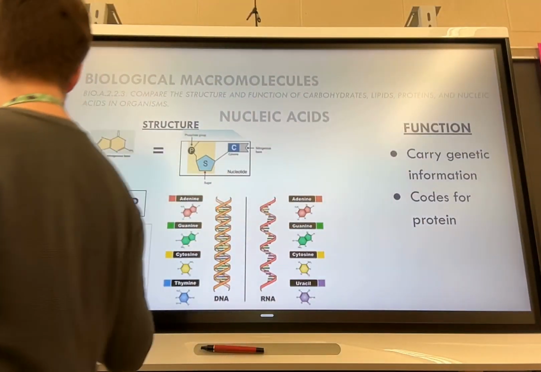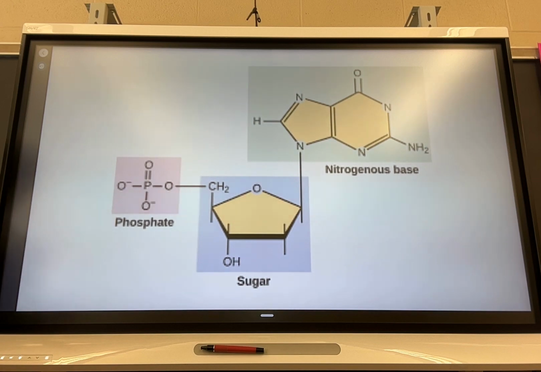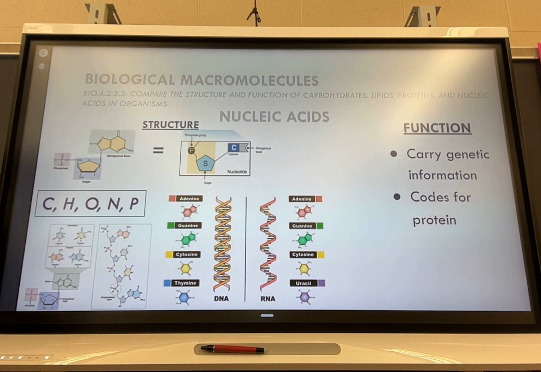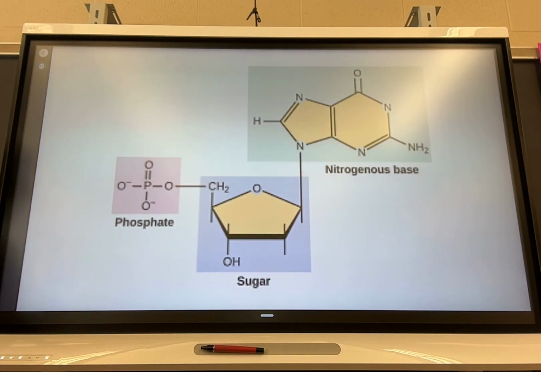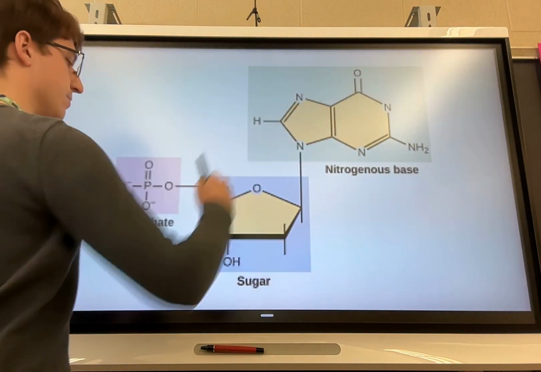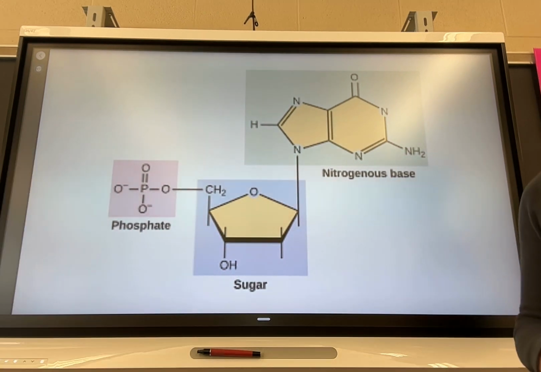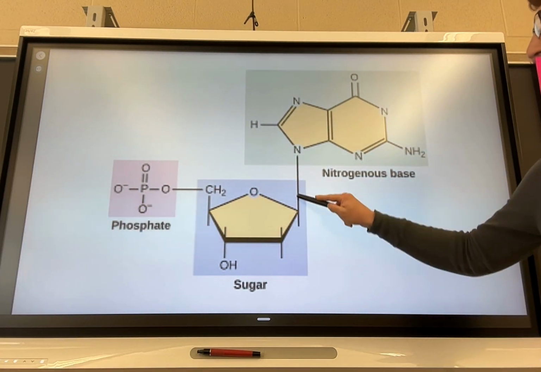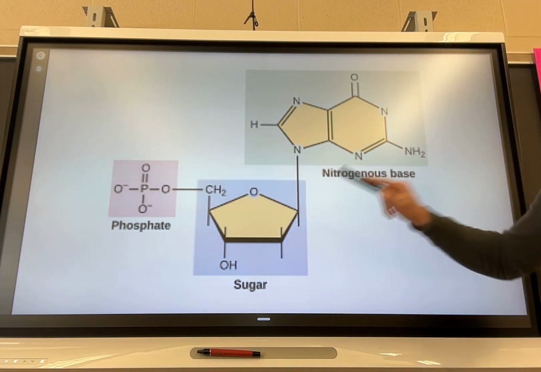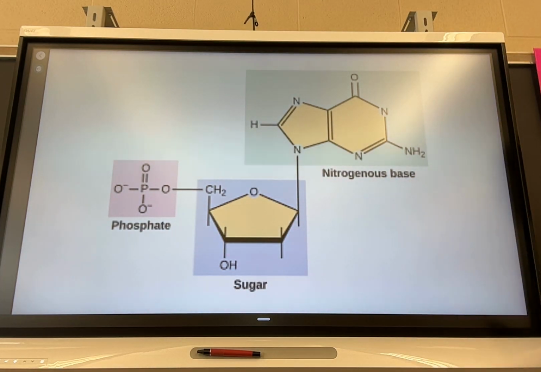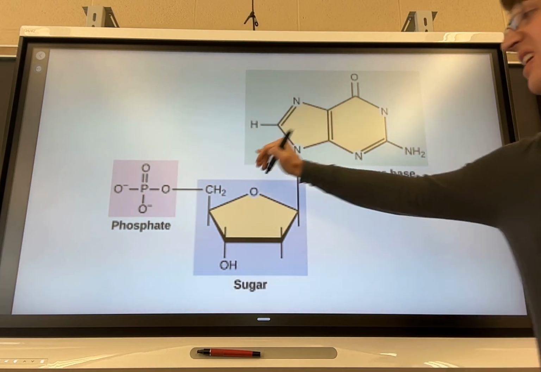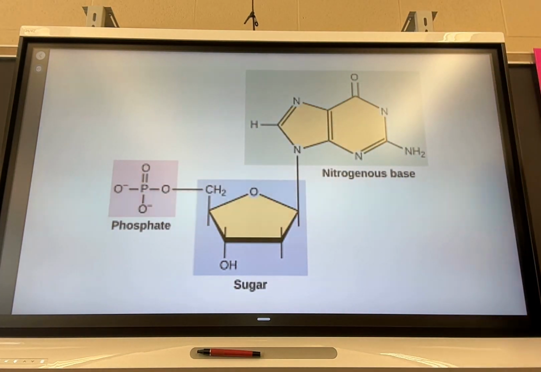Structures, we have carbon, hydrogen, oxygen, nitrogen, and phosphorus. And the structure is going to be built out of 3 parts. We have a nitrogenous base, we have a sugar either in the form of ribose or deoxyribose, and we have a phosphate group. So you can see even though we have this 5 carbon sugar here, it is not technically a carbohydrate because we have these extra parts, this phosphate and this nitrogenous base.